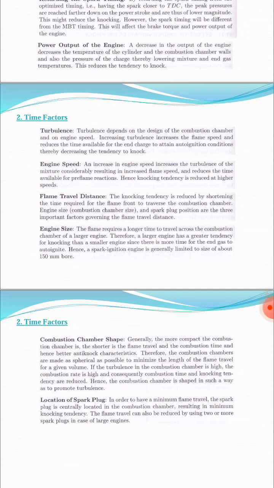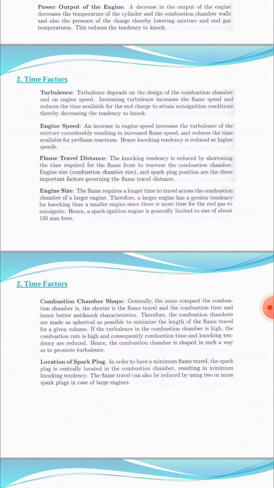Time factors: combustion chamber shape. Generally, the more compact the combustion chamber is, the shorter the flame travel and the combustion time, and hence better anti-knock characteristics. Therefore, combustion chambers are made as spherical as possible to minimize the length of flame travel for a given volume. If the turbulence in the combustion chamber is high, the combustion rate is high, and consequently combustion time and knocking tendency are reduced.